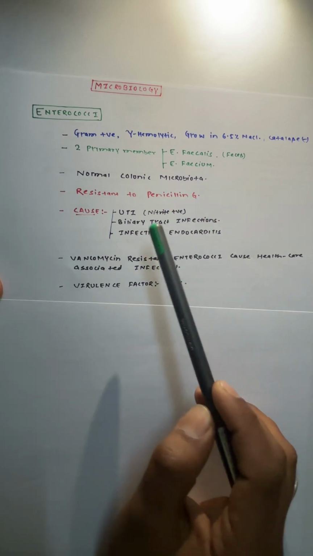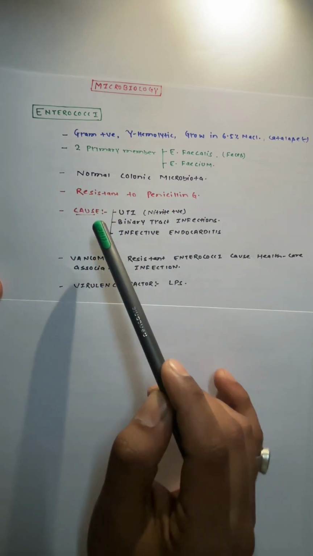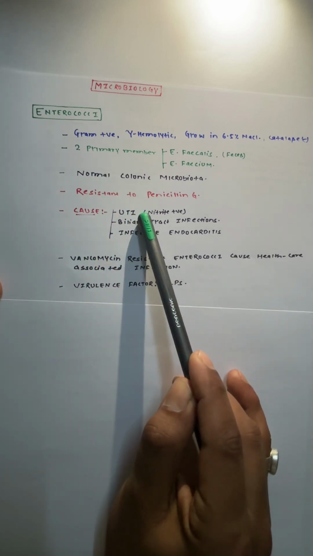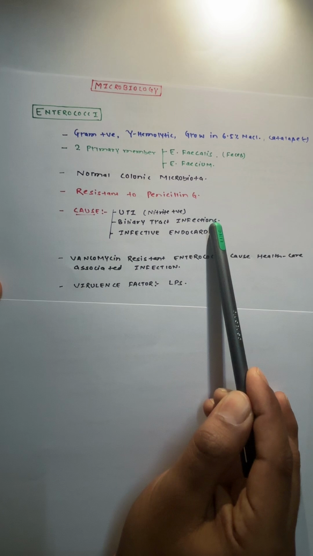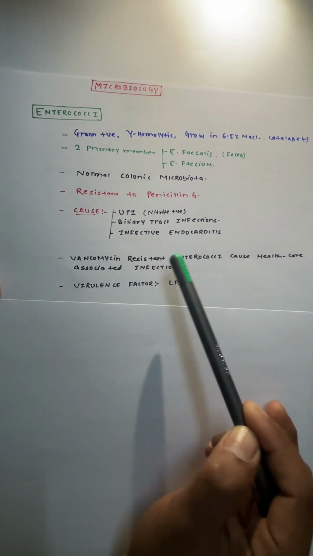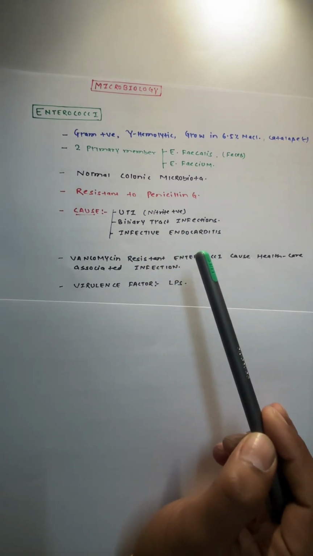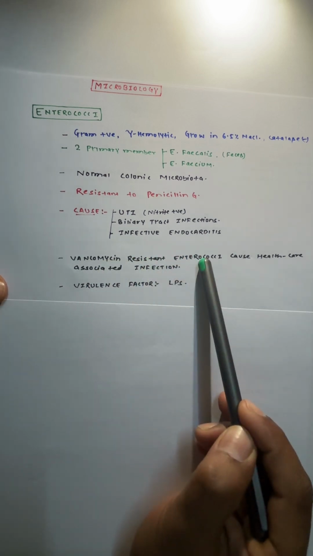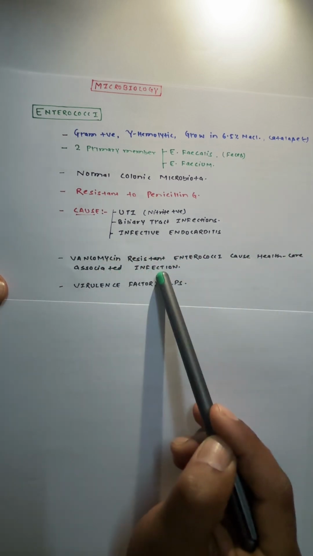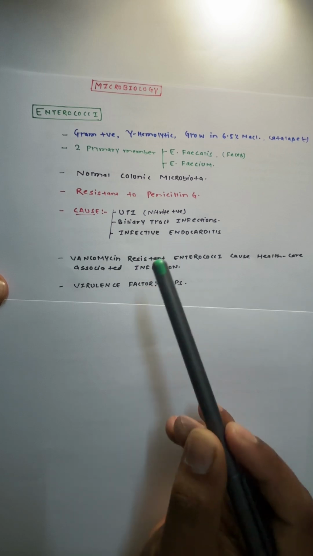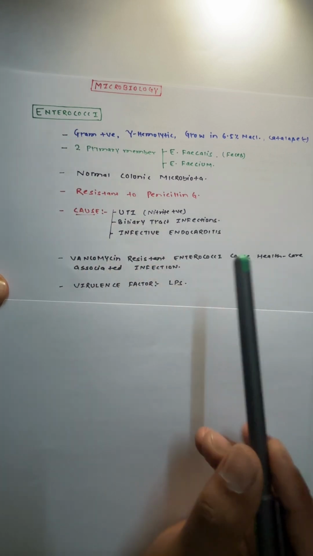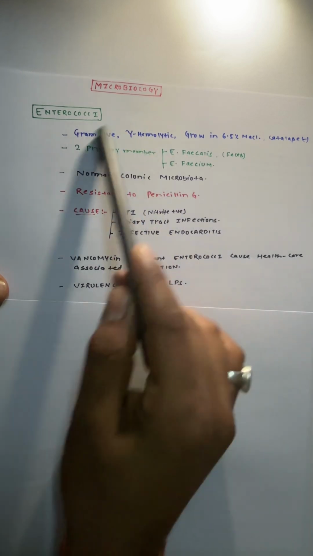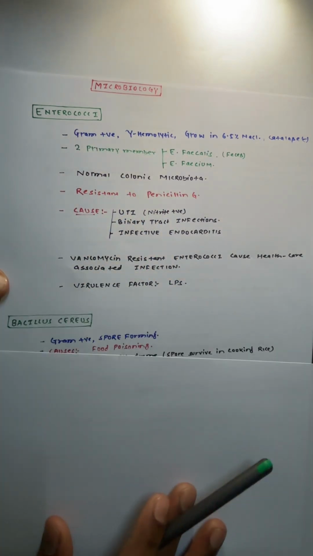Now from the clinical point of view, we must remember that Enterococci cause UTI, urinary tract infections, then biliary tract infections, and infective endocarditis. Another important thing is that vancomycin resistant Enterococci cause healthcare associated infection. And the virulence factor of Enterococci is LPS, lipopolysaccharide. So this is all about Enterococci. Now we'll talk about Bacillus.